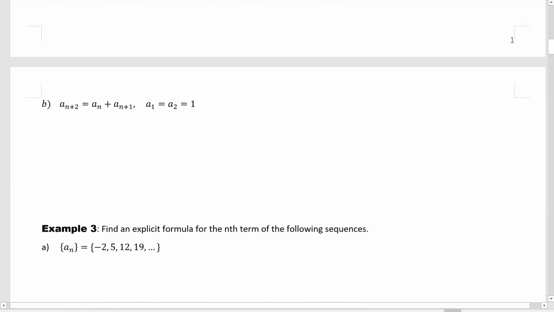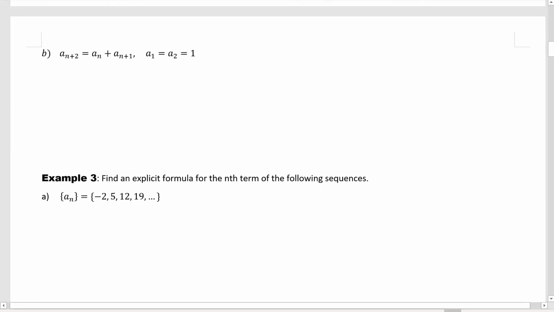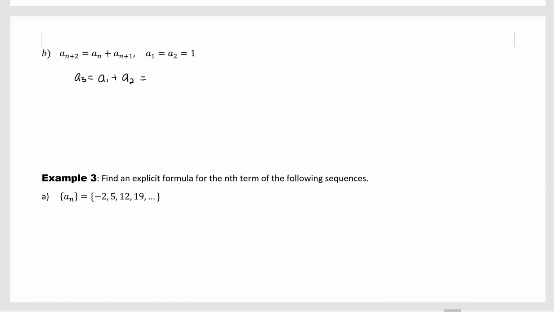And let's continue. How about you pause the video here and try to work on this problem? Okay, are you done? All right, so we have A1 equals A2 equals 1. A3, we plug in n is 1, so A1 plus A2 is 2. Okay, so actually the next term is the sum of the previous 2 terms. So A4 is then 1 plus 2, which is 3.